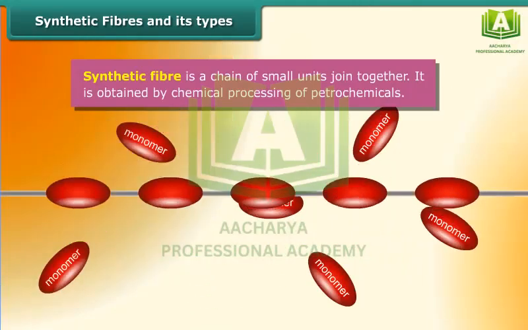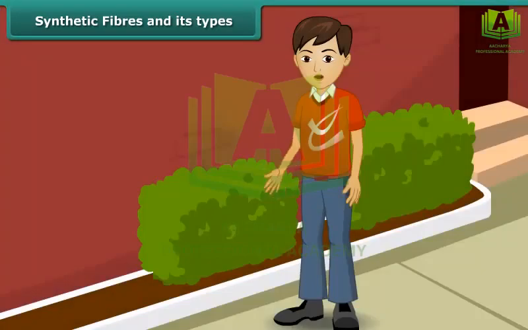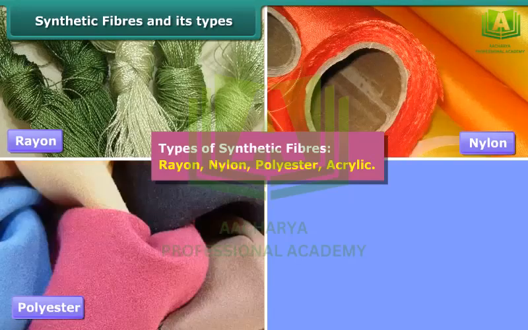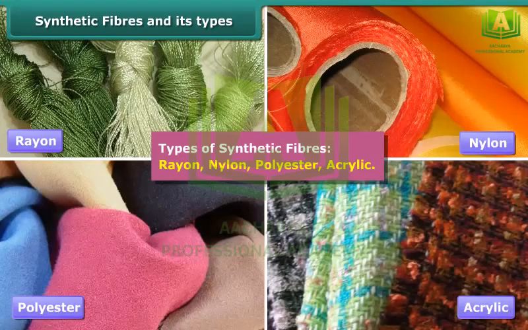Synthetic fiber is an example of polymer. The synthetic fibers are obtained by chemical processing of petrochemicals. Can you recall the various types of synthetic fibers which you use in your everyday life? Depending upon the types of chemicals used for manufacturing synthetic fibers, they are classified as rayon, nylon, polyester, and acrylic.